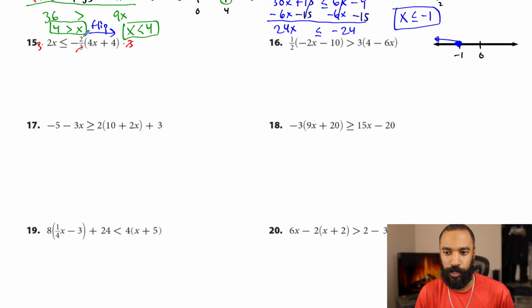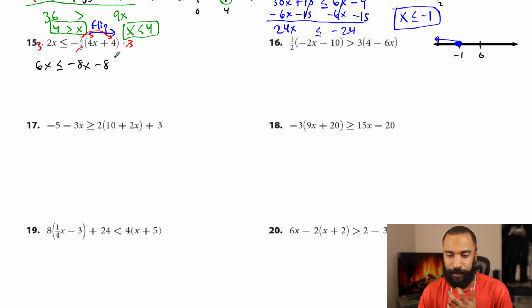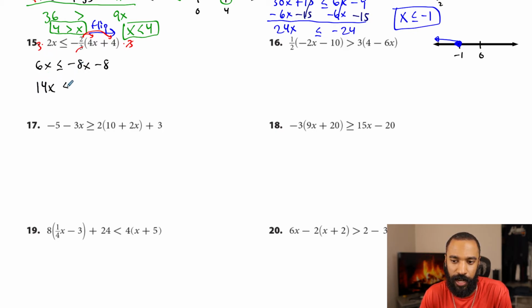A negative 2 is going to distribute into the 4x and the 4. 3 here is going to multiply by 2x. So here now I have 6x. This is less than or equal to negative 2 times 4x is negative 8x. Negative 2, again, so negative, times 4 is negative 8. All right. I'm going to add 8x to this side to combine with that 6x. 6x plus 8x is 14x, and the negative 8x is gone here. That is less than or equal to negative 8.